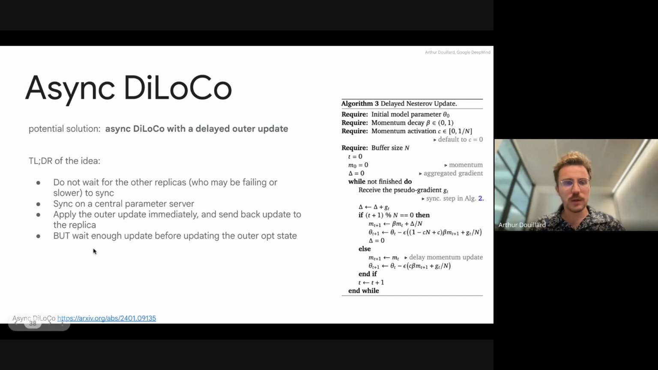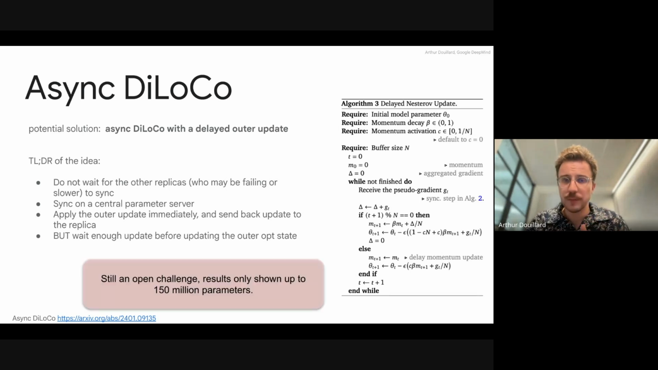A way to do it is that we don't update our outer optimizer state at every synchronization point, but we try to have a buffer where we accumulate multiple outer gradients from different replicas, at different moments in time, and we only update it once in a while. So this kind of delayed update, I'm not going to go too much into detail, allowed us, at a small scale, only 150 million parameters, to show that we could do async DiLoCo where we don't have to wait for the slowest GPU, which is a very desirable property.